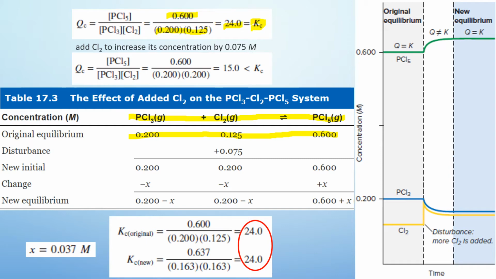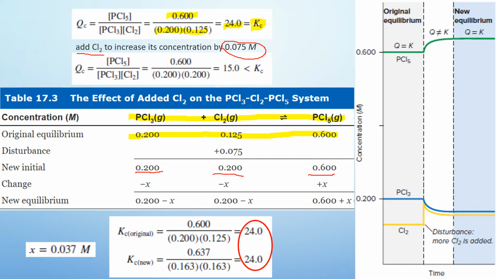Now we're adding some Cl2, which is the reactant. We're trying to disturb this equilibrium by adding Cl2, and by this much. After we add this Cl2, the concentration of Cl2 increased from 0.125 to 0.2. So at the beginning, the concentration of the other reactant and the product doesn't change.